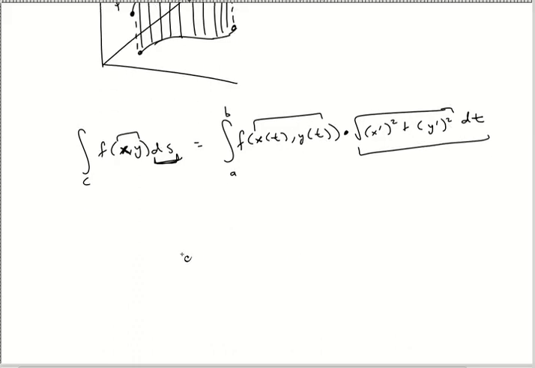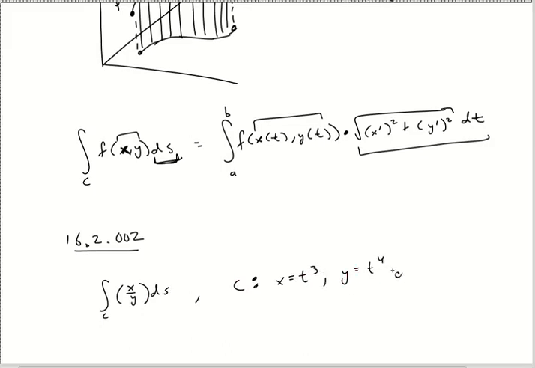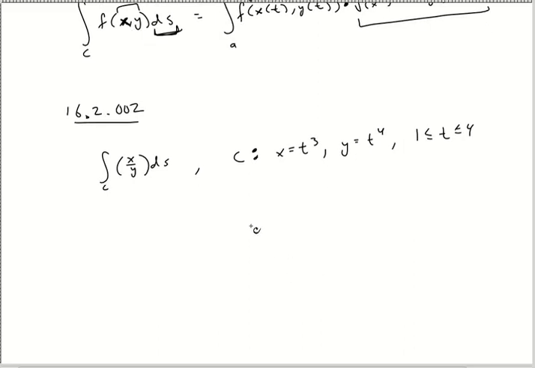Let's go ahead and start doing some problems here. 16.2.002, we've got the integral over a curve C of x over y ds. And then they say that curve is actually x equals t cubed, y equals t to the fourth, and we're going from 1 to 4. That's so nice of them to give us that. We don't see that every time.